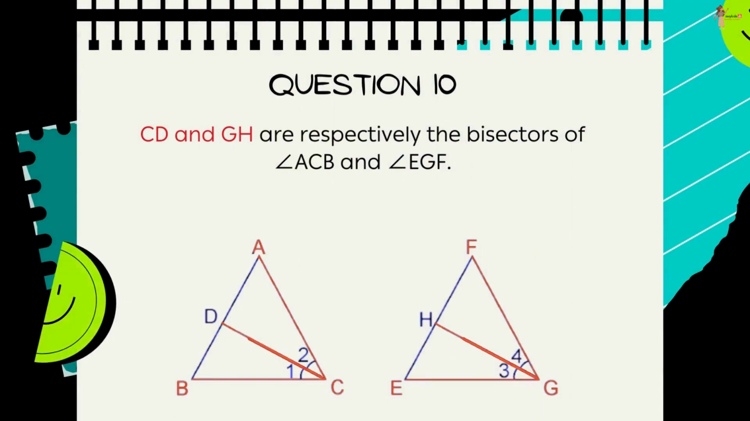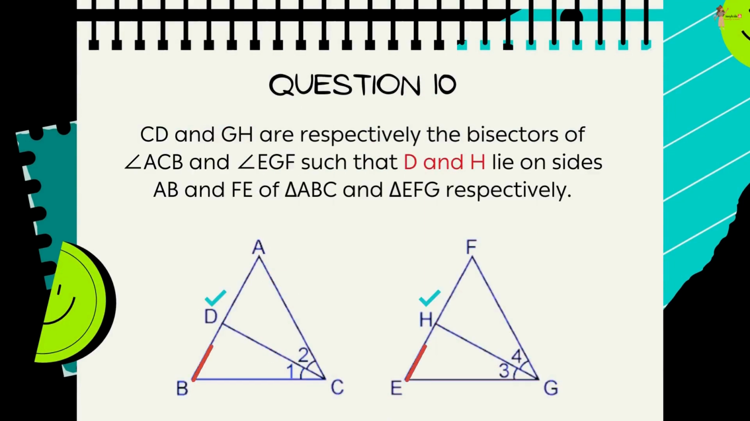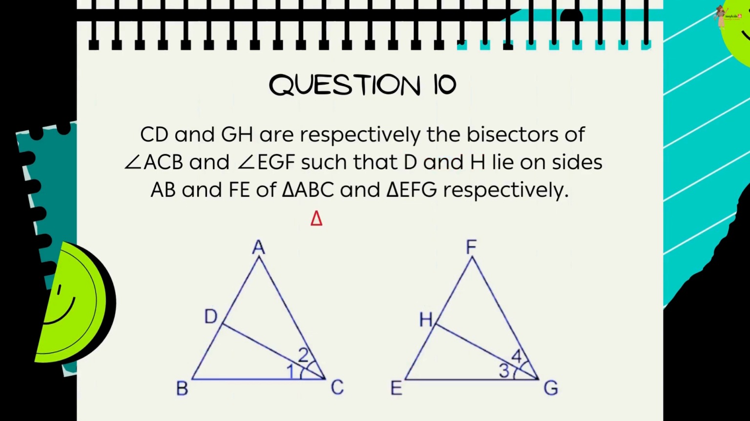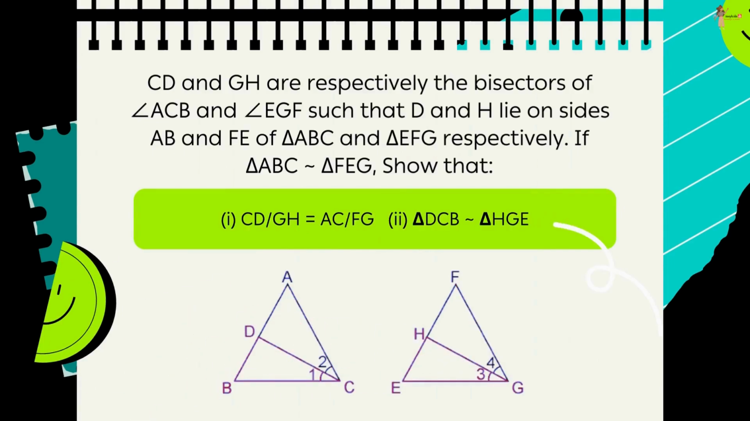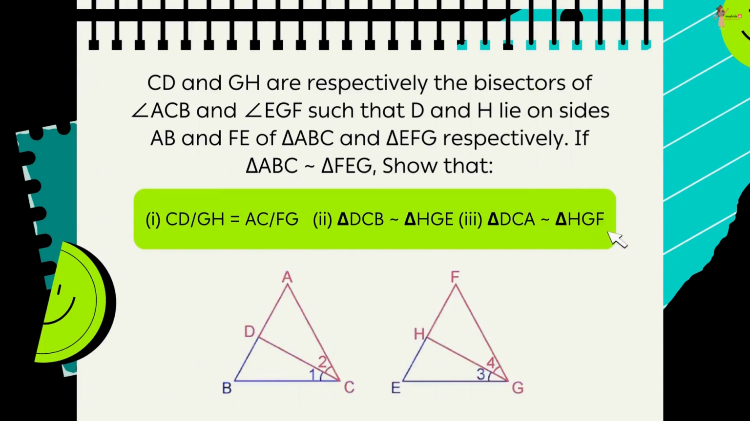CD and GH are respectively the bisectors of angle ACB and angle EGF, such that D and H lie on sides AB and FE of triangle ABC and triangle EFG respectively. If triangle ABC is similar to triangle FEG, show that CD upon GH is equal to AC upon FG. Also, triangle DCB is similar to triangle HGE. And then finally, triangle DCA is similar to triangle HGF.